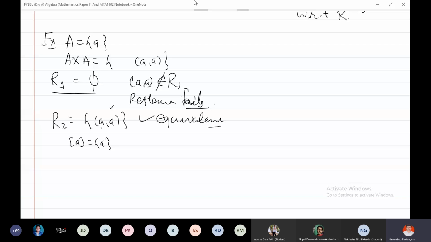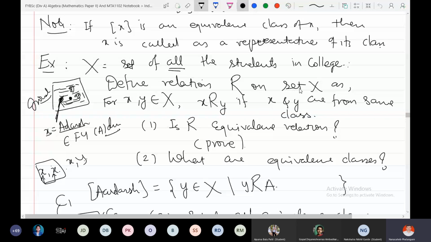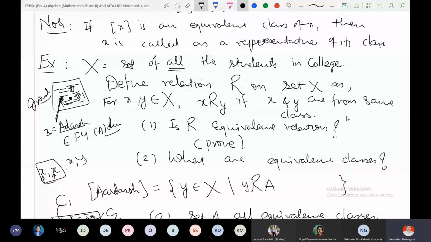Fine. So all of you are comfortable with the equivalence relation now, right? Equivalence relation, equivalence classes. And we saw the example that if we consider the set of all students in the college, and define relation R on it where two students X and Y are related if they are from the same class. Same class means, for example, they are from FYBSC A division, then they are related. If X is from A division and Y is from B division, then they are not related. So this relation is clearly reflexive, symmetric, transitive, so it is an equivalence relation.